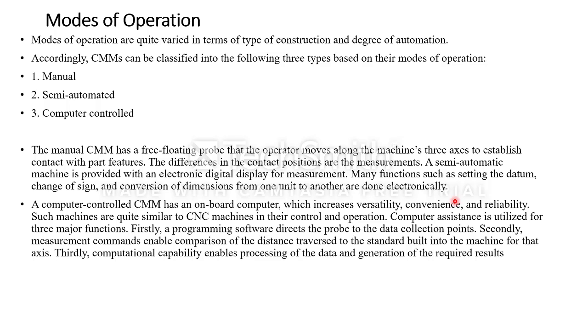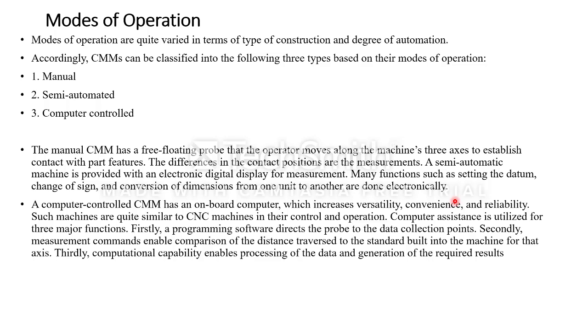Now coming to the computer control, how a CNC machine works, in a similar way the CMM machine will also work. It has versatility, convenience and reliability. Then this computer assistance is utilized for 3 major functions. Firstly, you will be doing some programming which directs the probe. So the path of the probe will be initially programmed for the data collection.